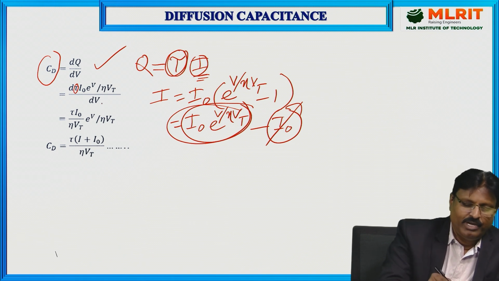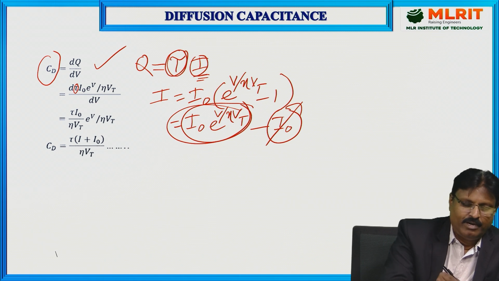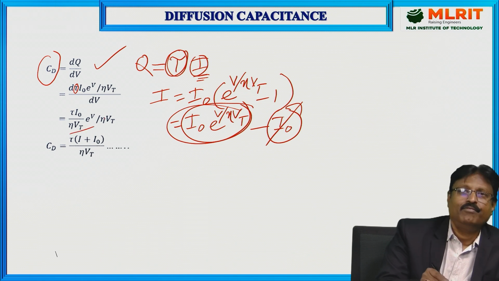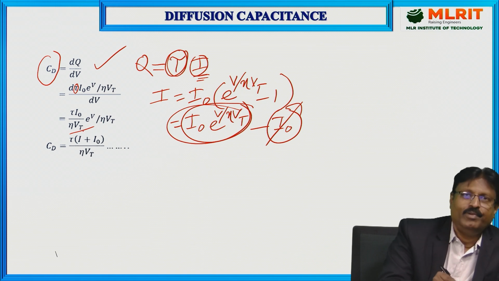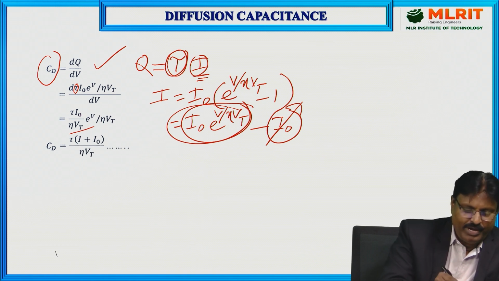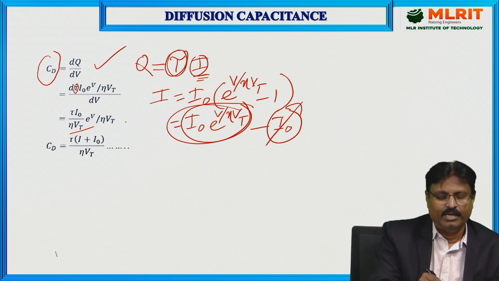If you differentiate with respect to V, the term is tau into I naught into e to the power of V by eta Vt. You will get tau I naught e to the power of V by eta Vt by eta Vt. Why? Because I am differentiating with respect to V, and V is there, so we get 1 by eta Vt. Finally, tau into I naught by eta Vt e to the power of V by eta Vt.